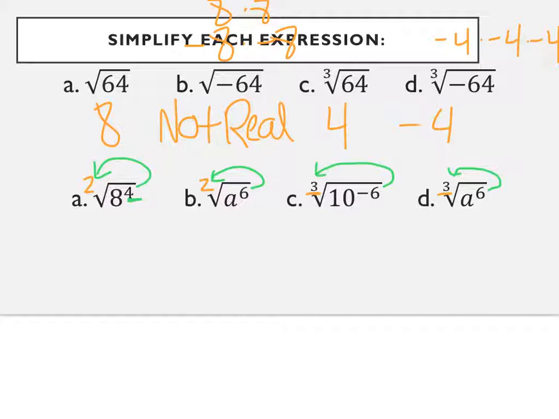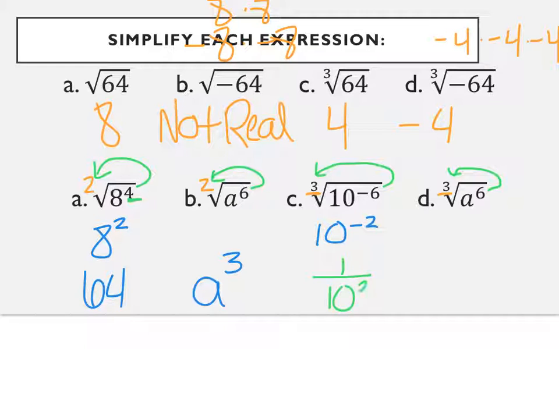So a is going to become 8 to the 2nd power, because 4 divided by 2 is 2. So that's 64. This one, I'm taking 6 divided by 2, so you end up with a to the 3rd power. This guy over here, we're going to have to do some magic. We take negative 6 and divide it by 3, so we get 10 to the negative 2nd power. We can't have negative exponents, so I'm going to move him down to the bottom, and we have 1 all over 10 to the 2nd power. And then we square 10, so you end up with 1 all over 100.